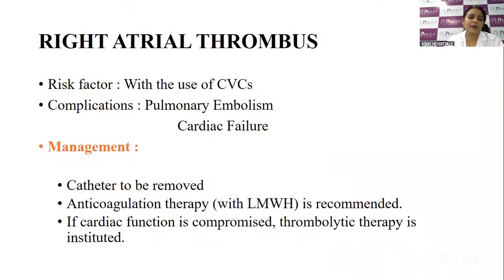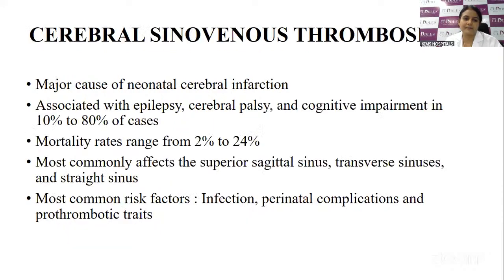Coming to right atrial thrombus, the risk factors are central venous lines, and the complications include pulmonary embolism and cardiac failure. This can be treated by removing the catheter and anticoagulation therapy with low molecular weight heparin. Suppose if cardiac function is compromised, then thrombolytic therapy has to be started.